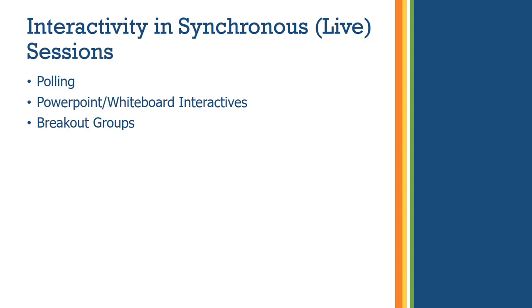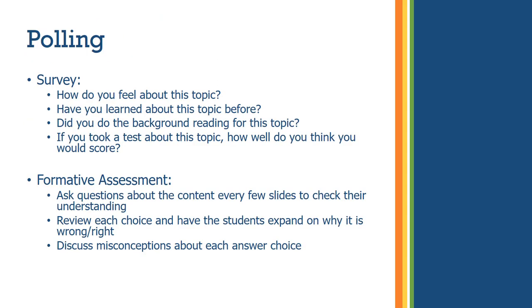But in this video, we're going to talk about 3 types of strategies you can use to add in that interactivity. One is to use polling, which most live web conferencing systems that allow you to meet synchronously with your students have built in. The other one is using some PowerPoint or whiteboard interactives, which I have some samples that you can use, as well as creating breakout groups for your students to meet in smaller groups within the session. So first, let's look at polling.